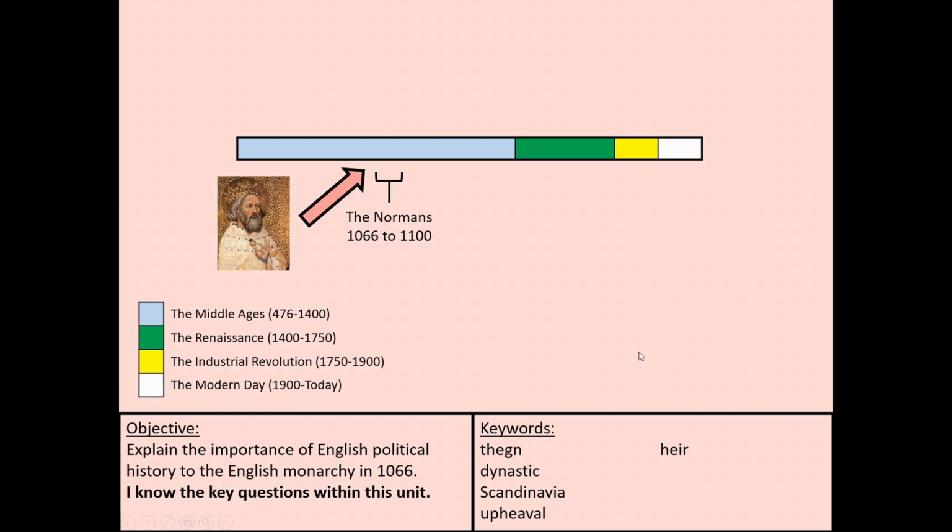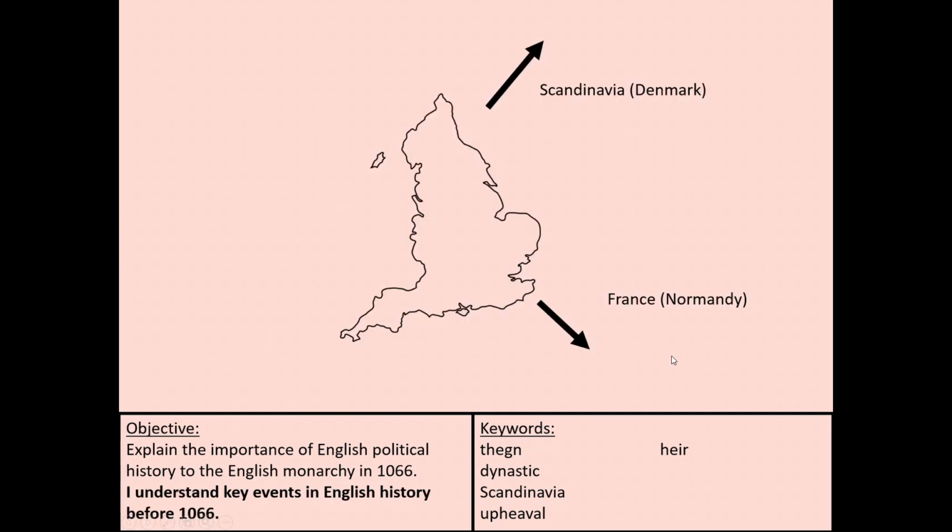The other thing that we need to know is a little bit of geography. So when we talk about Scandinavia, we are talking about countries like Norway and Denmark that are to the north of England. And when we're talking about Normandy, Normandy was a dukedom of France, which is to the south of England.